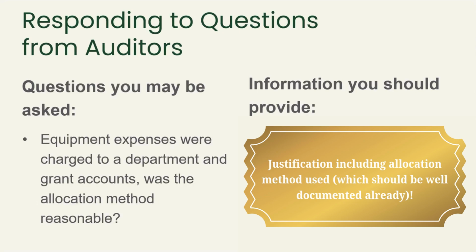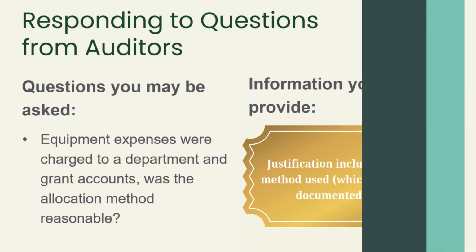So all you should have to do in this situation is pull the purchase documentation, and it should have the justification in there that says this is being divided 50-50 because half of this equipment time is being used for departmental projects and half of it is being used for this grant project. And so, you know, it could be number of hours or number of samples that are processed or whatever, but that should already be well documented in a perfect world. And you just give them that.